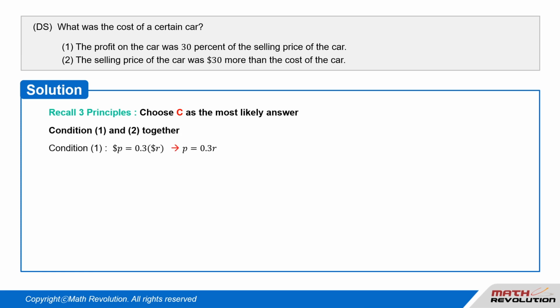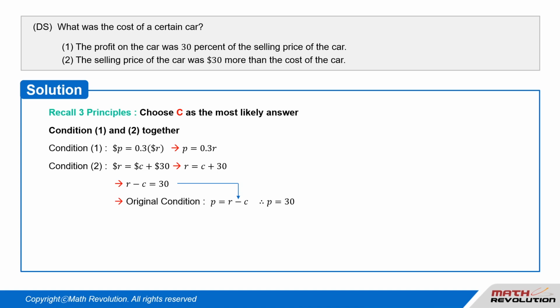Condition 1 tells us that $P equals 30% of $R, or P equals 0.3 times R. Condition 2 tells us that $R equals $C plus $30, or R equals C plus 30. We can rearrange R equals C plus 30 to get R minus C equals 30, but we know from the original condition that P equals R minus C, so P equals 30.